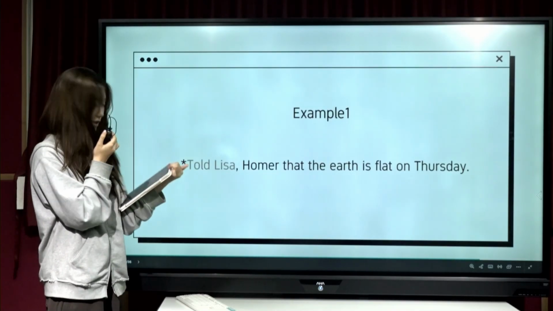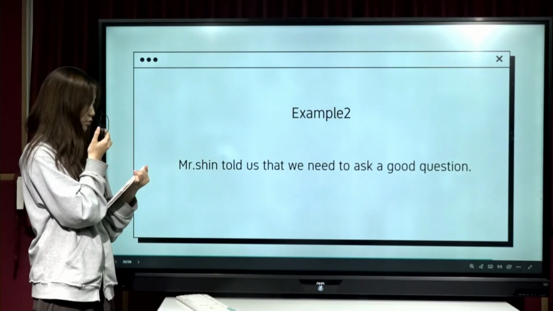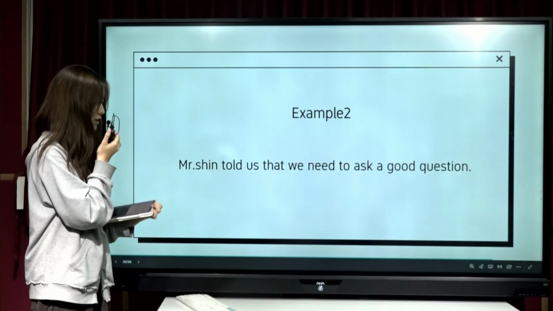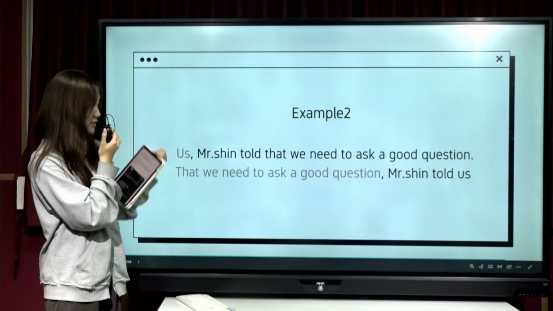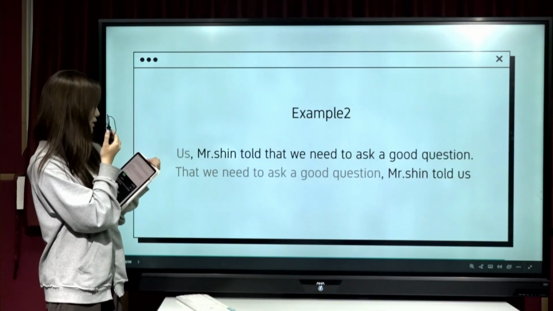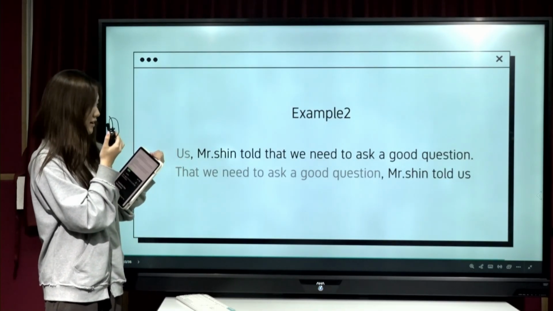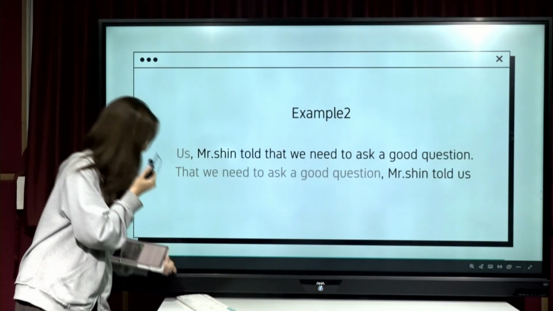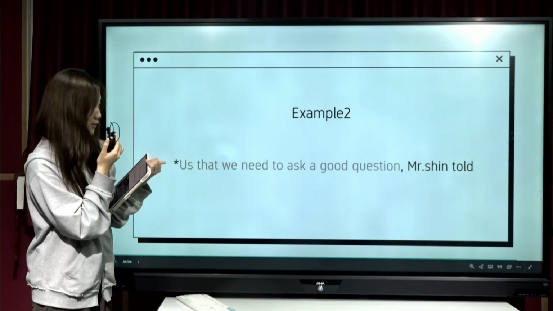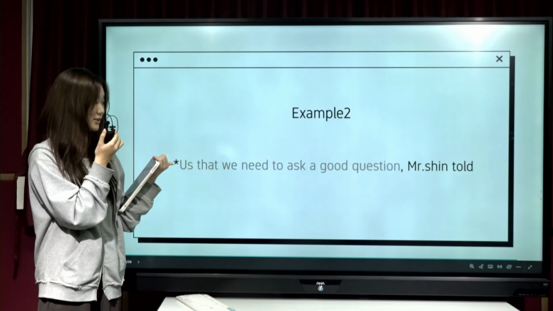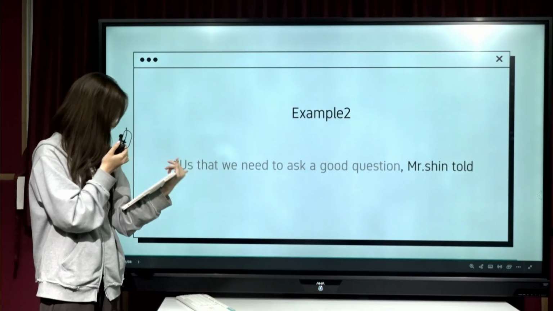In another example, it is the same. Mr. Shin told us that we need to ask a good question. We can change it like these sentences, and they are grammatically correct, so we know "us" and "that we need to ask a good question" are constituents. But in this case, "us that we need to ask a good question" is not a constituent because it's not grammatically correct. Now let's summarize.